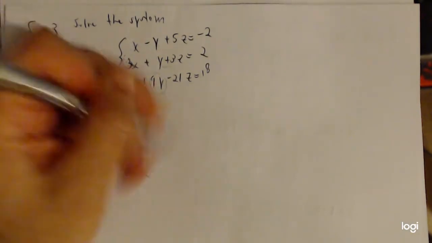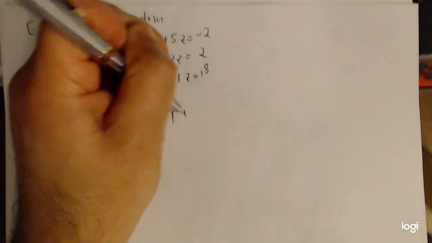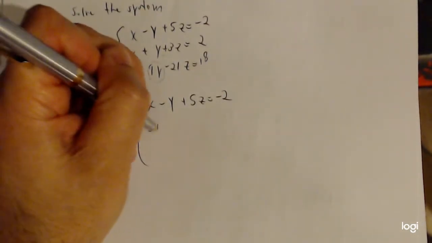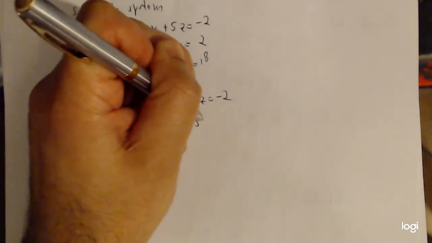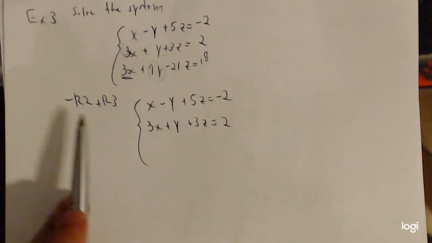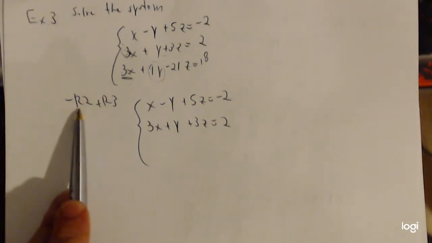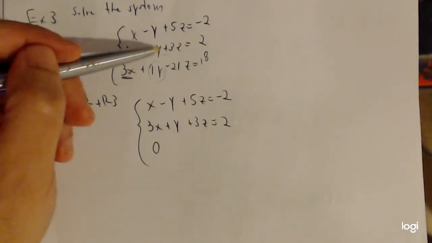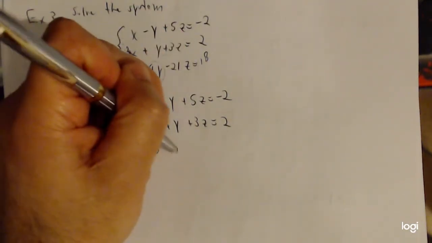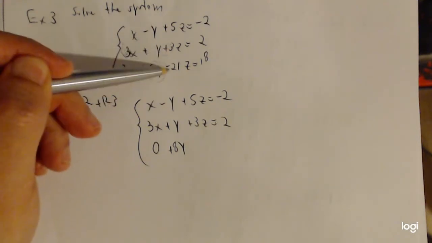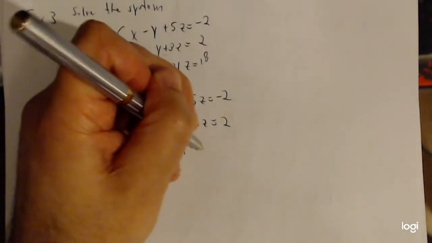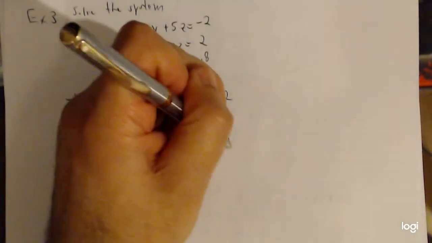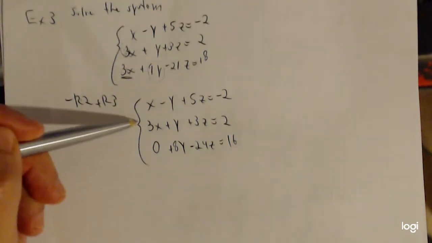So if I do that, what do I get? I get x minus y plus 5z equals negative 2. Then we have 3x plus y plus 3z equals 2. And lastly, this is saying we're changing row 3. So negative row 2 plus row 3: negative 3x plus 3x, that's 0. And then negative y plus 9y, that's plus 8y. And then we have negative 3z plus negative 21z, that's negative 24z. And then lastly, negative 2 plus 18 is 16.